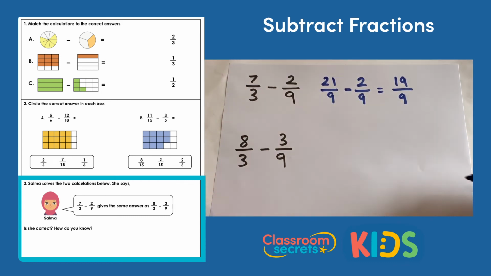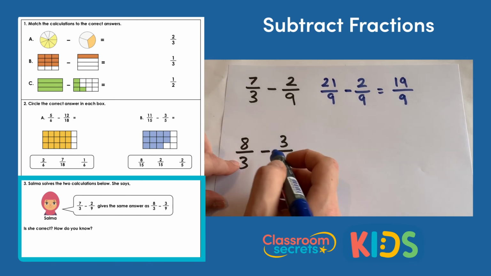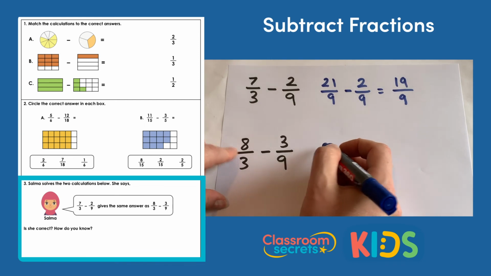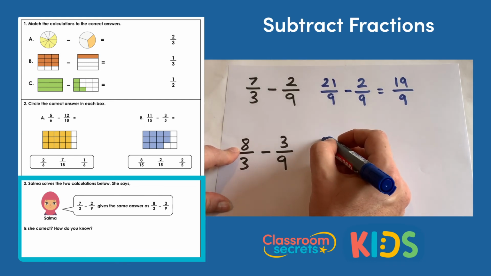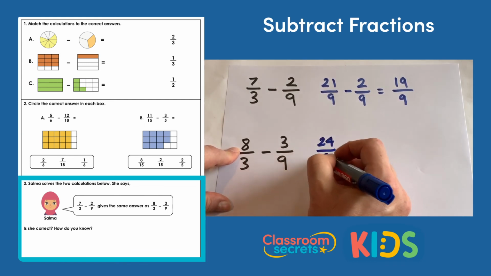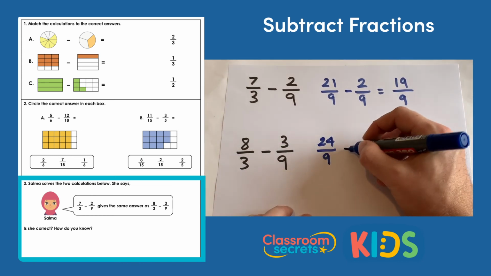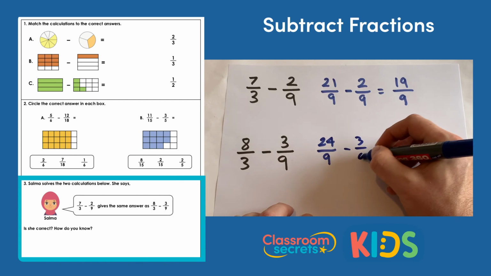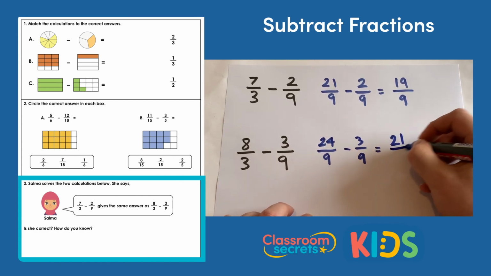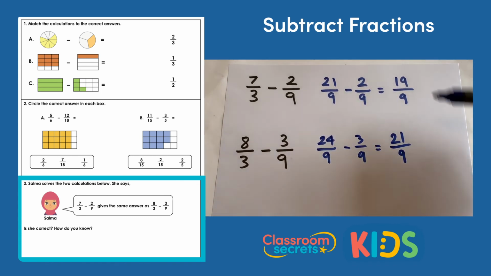For this calculation here, 8/3 take away 3/9ths, we're going to need to do the same again, convert the thirds into ninths. So we're going to need to split each of these thirds into 3 parts each, and that means we'll have 3 times as many of the numerator as well. So this means we'll have 24/9ths. 8/3, the same as 24/9ths, and we can take away 3 of those ninths, and that means we'll have 21/9ths. So Salma is not correct. They do give different answers.